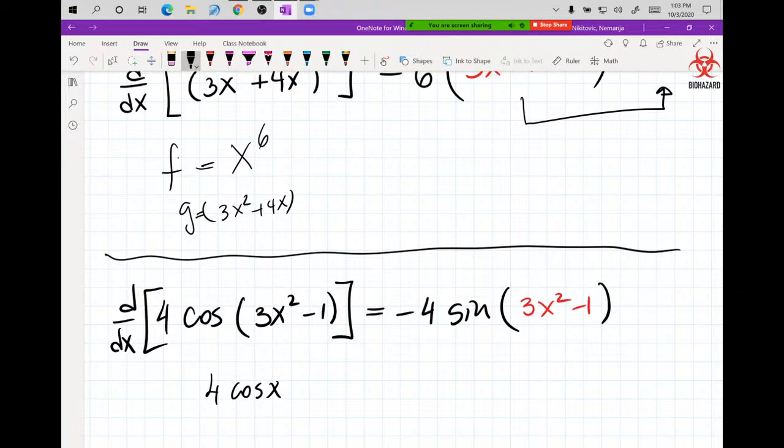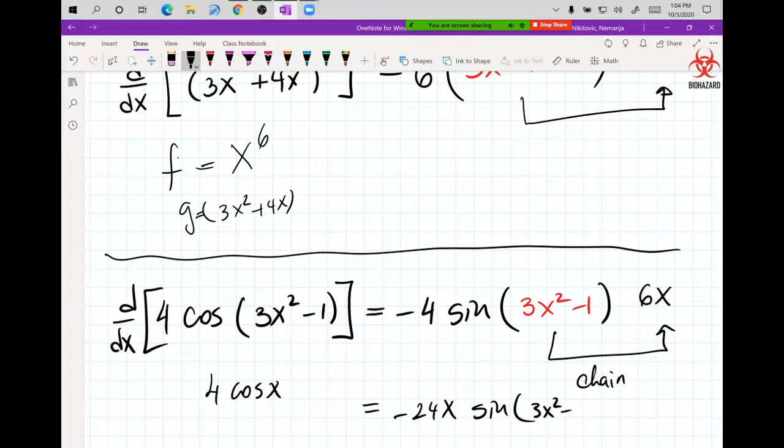And I will actually let you also know why I use the word mess. And then the derivative of this is your chain, which is why it's called the chain rule. The derivative of the inside is 6x, for the total of negative 24x sine of 3x squared minus 1.